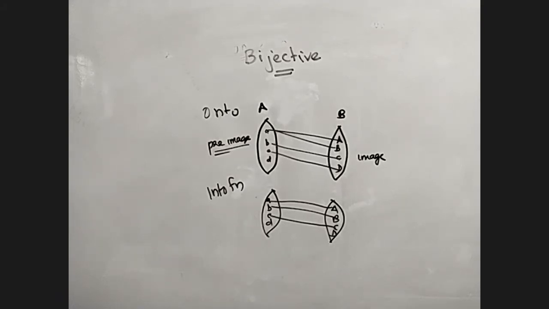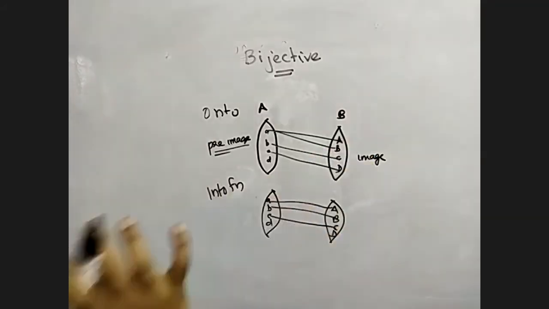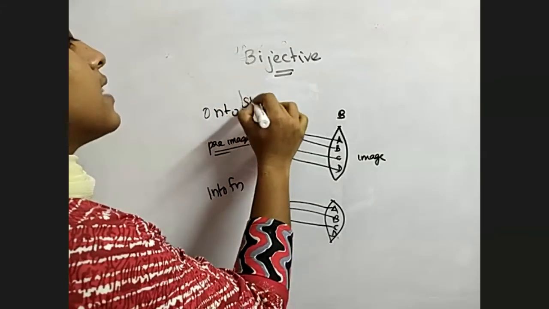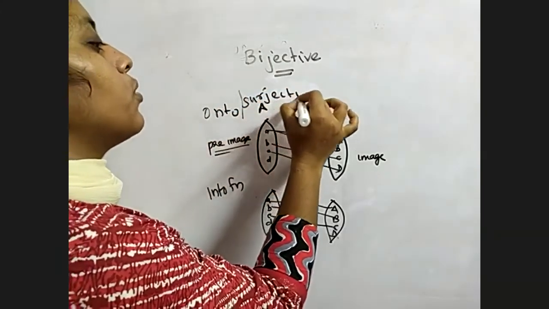Anas. Vivek NP. Into means the opposite. Okay, here D is not having any pre-image, so it is an into function. Then another name of onto is surjective. Another name of onto is surjective.